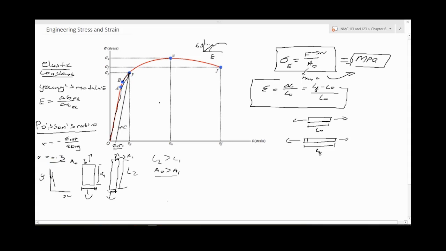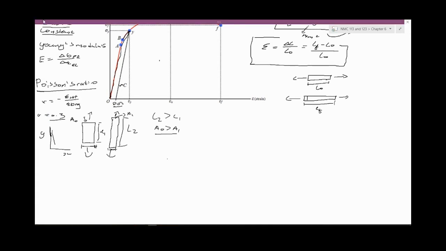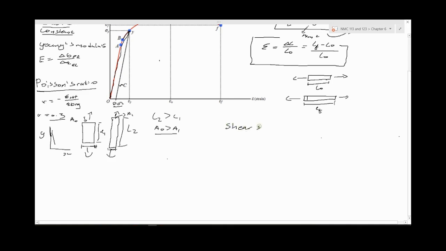There's another factor that I was supposed to discuss here, which is shear stress and strain. Let me draw a particular specimen here. Maybe I should draw it in 3D, something like this. So you have something like that, and a force is being applied. You find that it becomes a bit slanted like this.